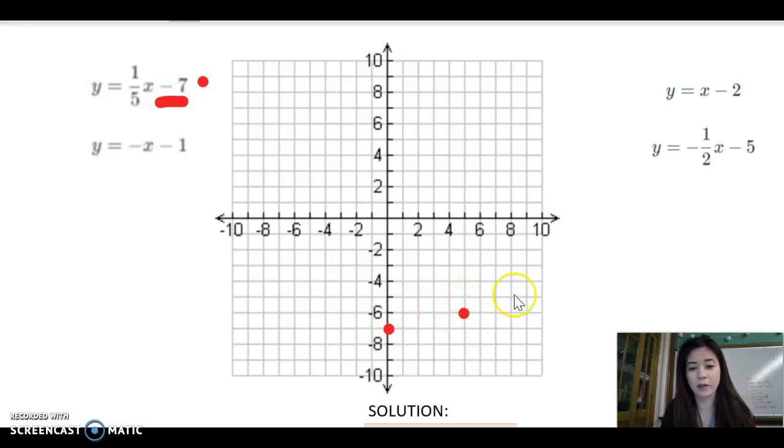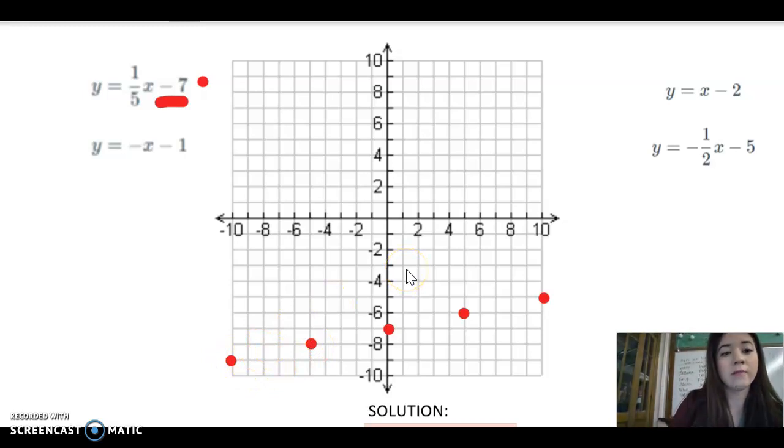And then I'm going to make another point as well. With these problems, we want to make as many points as we can because we don't know where the lines are going to cross. So plotting all of those points makes it super clear where they will cross.